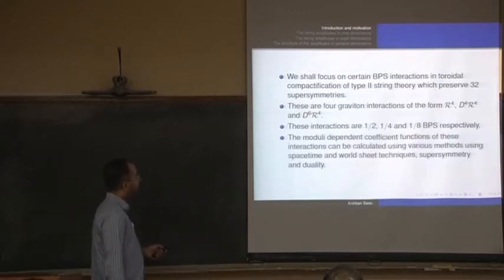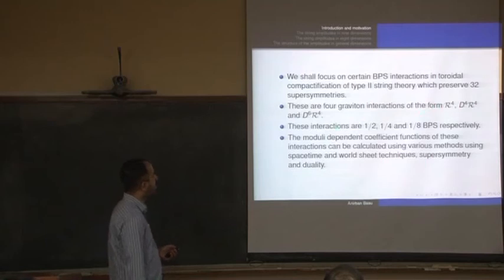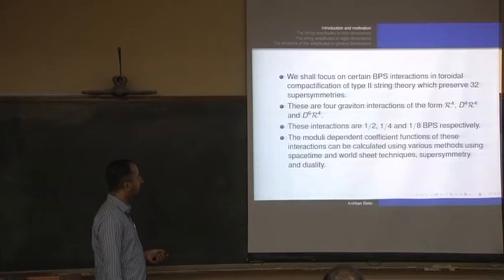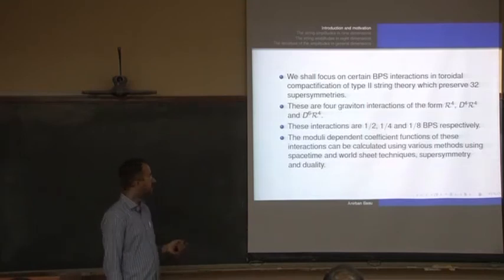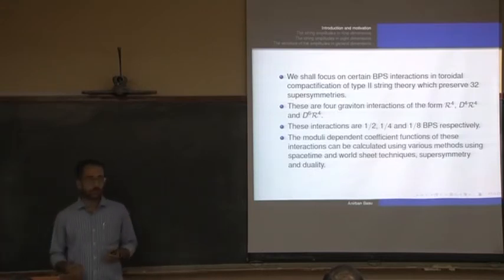Now, after you compactify, these coefficients are moduli dependent. The moduli dependence of these coefficient functions can be calculated using various methods, using both space-time and worldsheet techniques, supersymmetry and duality. Essentially, because of the very large amount of supersymmetry, you have big U-duality groups, from SL(2,Z) in 10 dimensions all the way to E8(8) in 3 dimensions. So that somehow helps you.